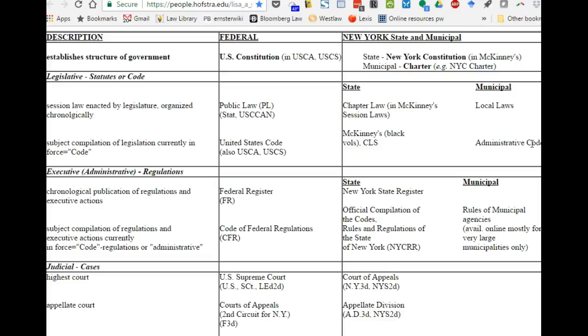Actually, interestingly, in Long Beach, we don't really have an executive. In the very largest of municipalities, like New York City, they do have agencies. So there are actually rules of those municipal agencies.